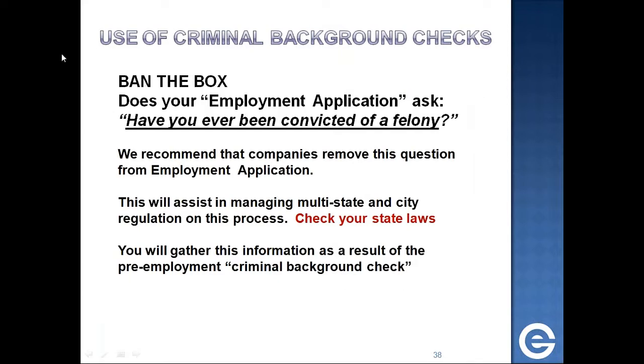You all know about ban the box. Does your employment application ask, have you ever been convicted of a felony? Most of you are in states where you have already removed this question from your application. If you have not, we recommend that you remove this question from your employment application. This will assist in managing multi-state and city regulations for the larger companies. You want to check your state laws if you have only one site and you're not sure if you fall under the ban the box regulation. So check your state laws.